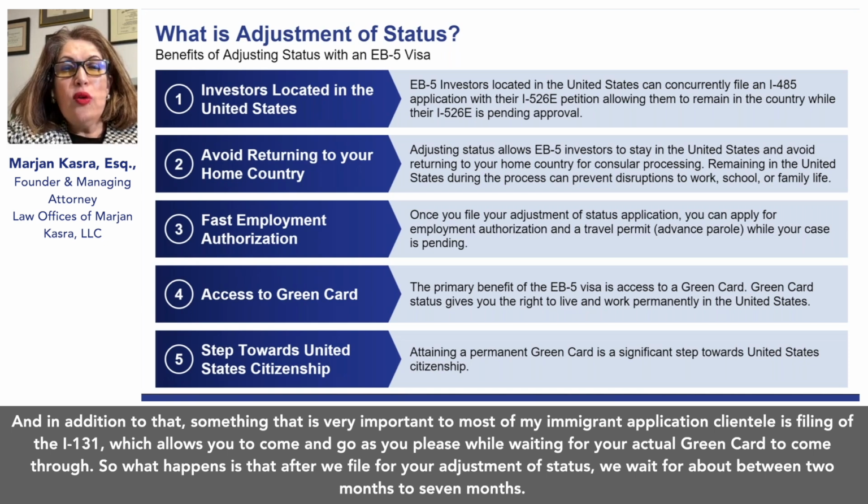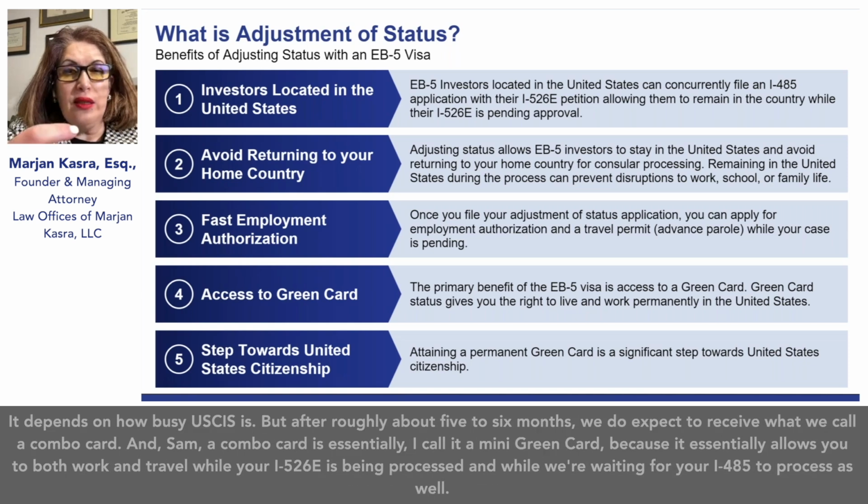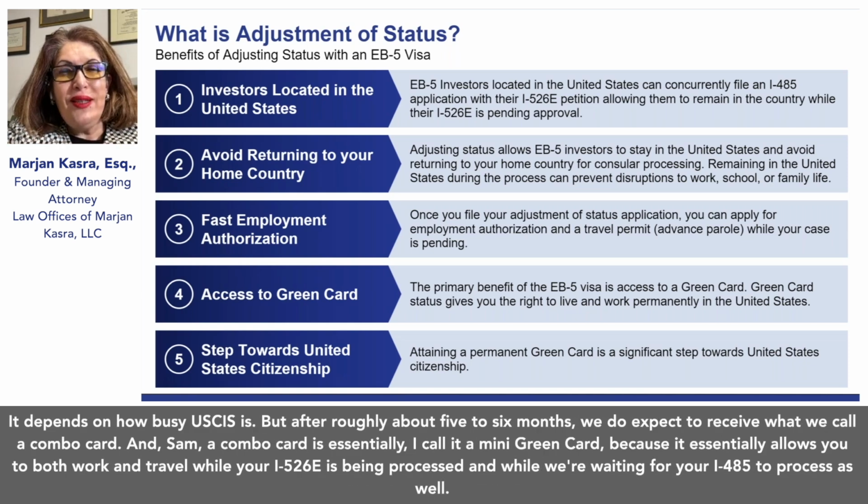So what happens is that after we file for your adjustment of status, we wait for between 2 months to 7 months, depends on how busy USCIS is. But after roughly 5 to 6 months, we do expect to receive what we call a combo card. And Sam, a combo card is essentially, I call it a mini green card because it allows you to both work and travel while your I-526E is being processed and while we're waiting for your I-485 to process as well.